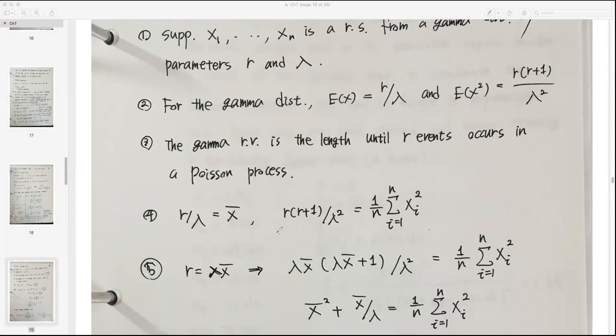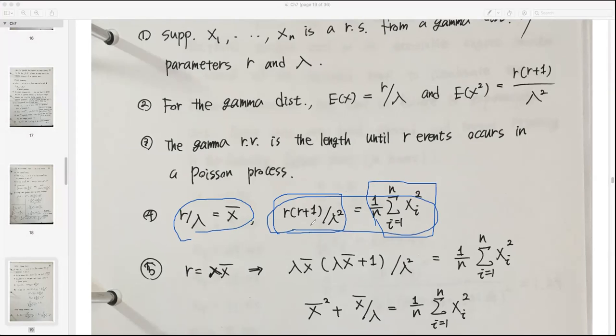And here, the left side is r times (r plus 1) over lambda squared. This is what? That's the second population moment. And then the right-hand side is the second sample moment. Okay, so now we've got the two equations, right? r over lambda equals x bar, and then this equation. So these two equations are a system of equations for r and lambda.